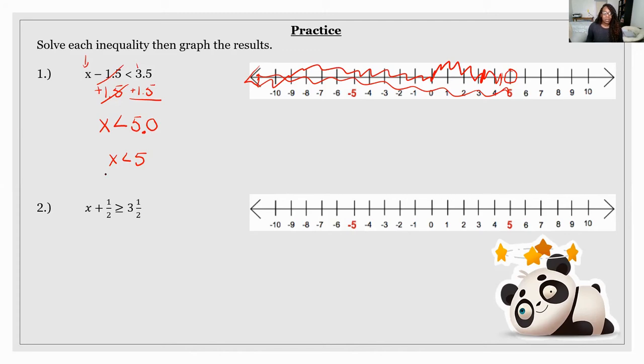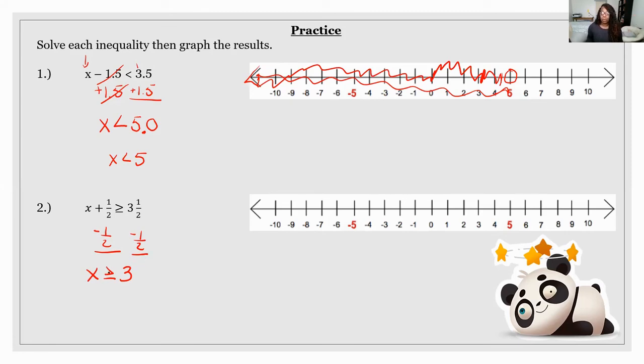So now for the next one, we have x plus 1/2 is greater than or equal to 3 1/2. So we're going to subtract 1/2 from both sides. So we have our x is greater than or equal to 3 1/2 minus 1/2 will give me exactly 3, okay? If we took half away from a half, you got the whole that's left over, all right?